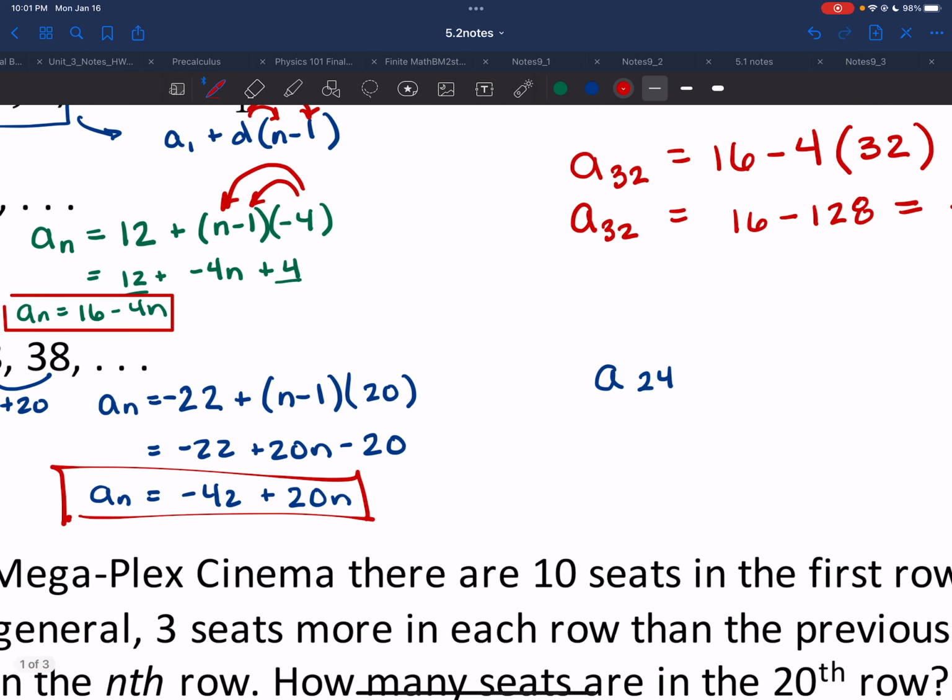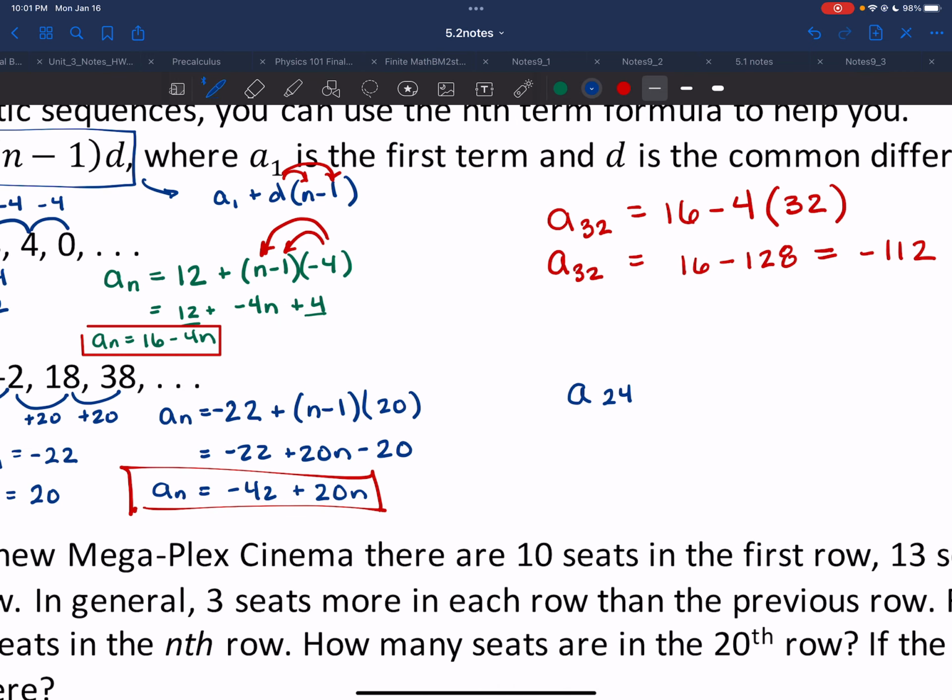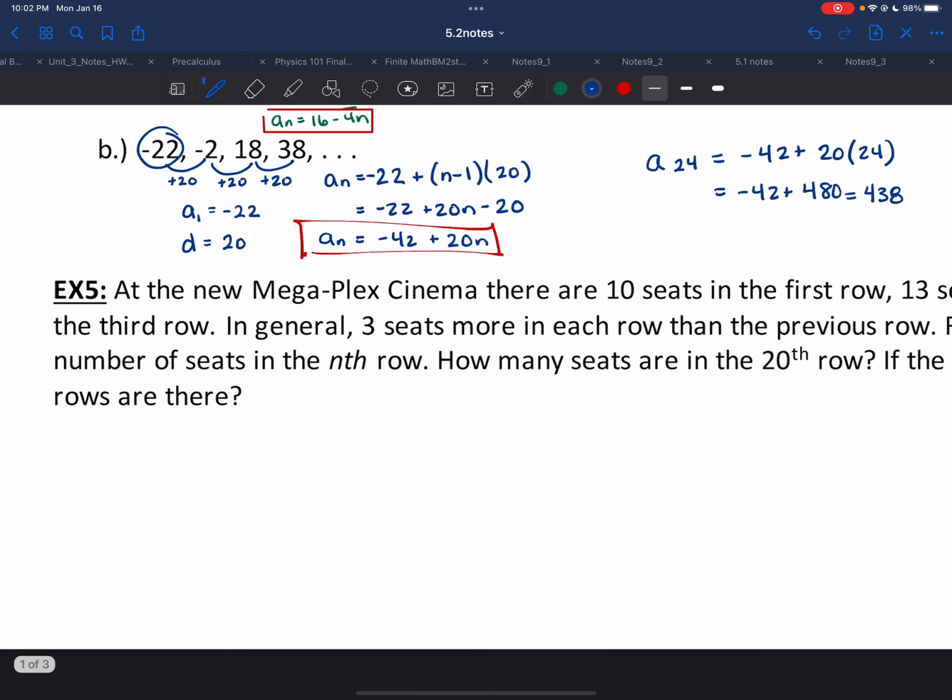So now let's go ahead and solve for a24. That should be negative 42 plus 20 times 24. So that's going to give me negative 42 plus 480, which gives me a value of 438. All right, let's go ahead and take a look at the last problem for this page.